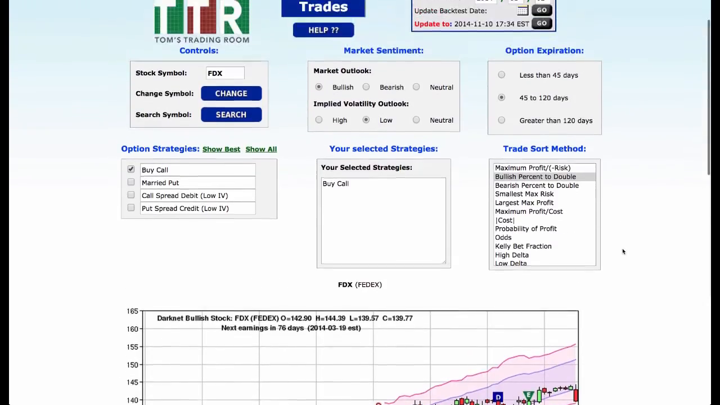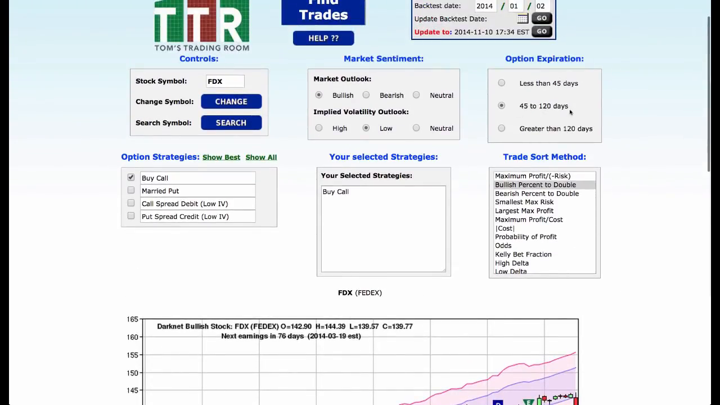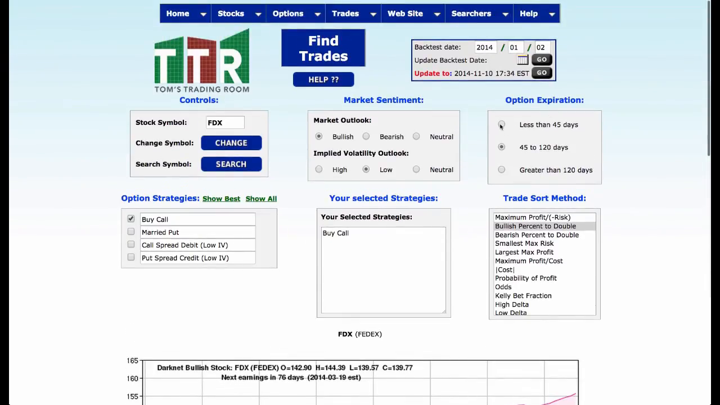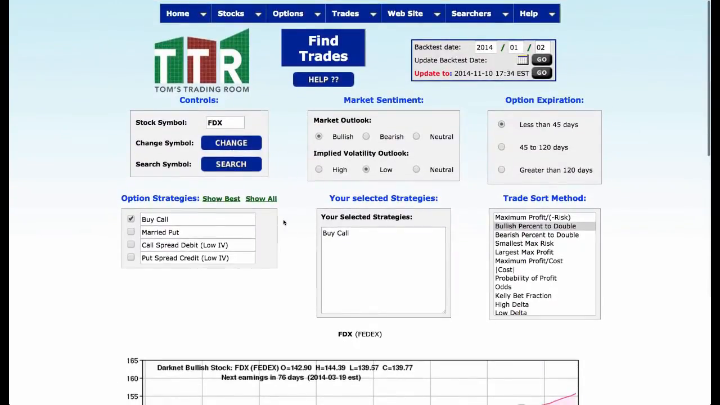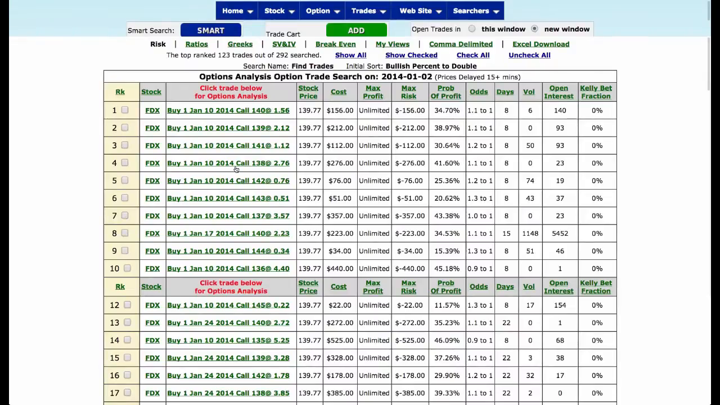So we've got everything set up, 45 to 120 days. However, we're probably really looking at less than 45 days, because the Money Calendar says this is going to happen in around 30 days, 20 days actually. So come on down, take a look at this. This looks good. Let's go ahead and click on search. This is going to bring back calls that have low implied volatility, and it's going to sort them by the trades that have the best chance of returning a double in a short amount of time.